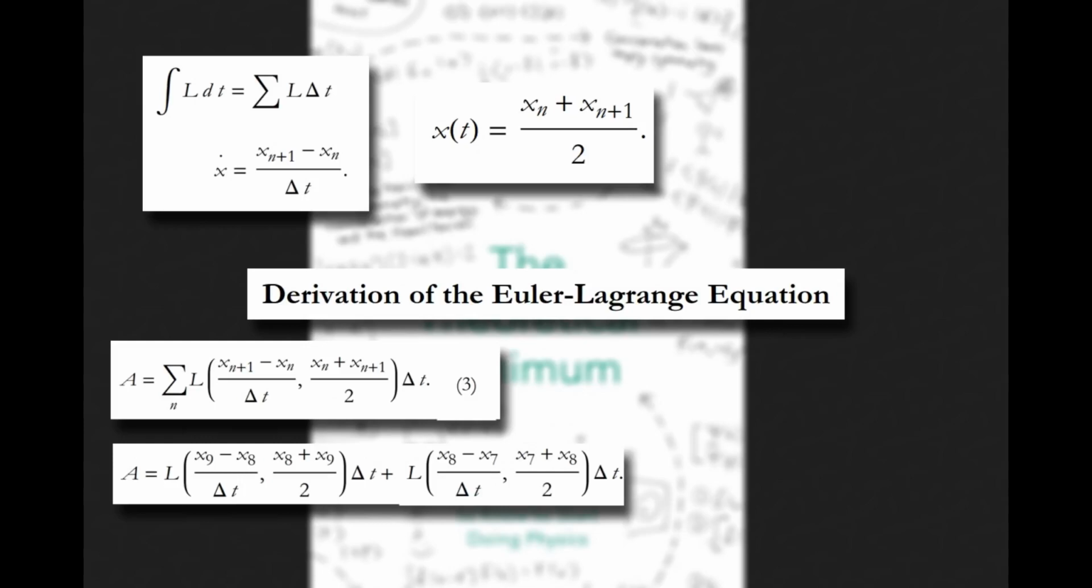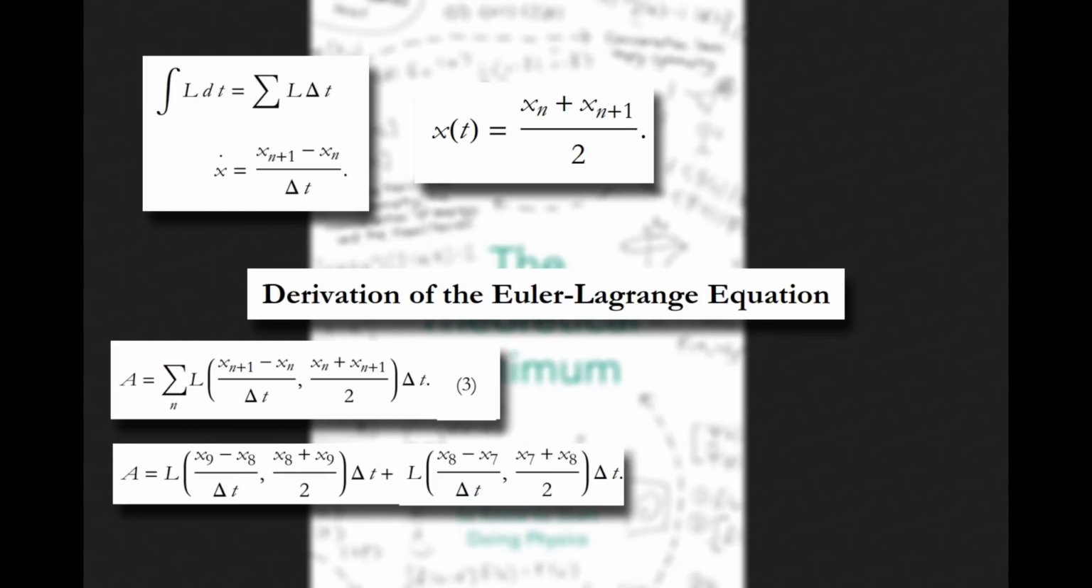Here are the replacements that we do when we approximate the integral by the sum. Integration of L with respect to dt equals the summation of L times delta t, and x dot equals x at n plus 1 minus x at n, divided by delta t. The first replacement is just the usual approximation of replacing the integral by a discrete sum of terms, each weighted with the small time interval delta t. The second is also familiar. It replaces the velocity x dot with the difference of neighboring positions divided by the small time interval.